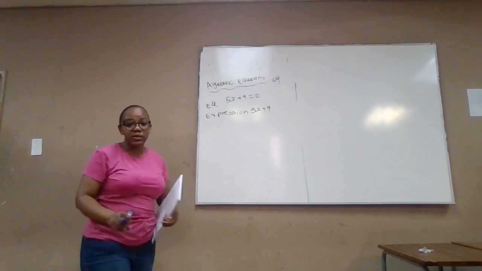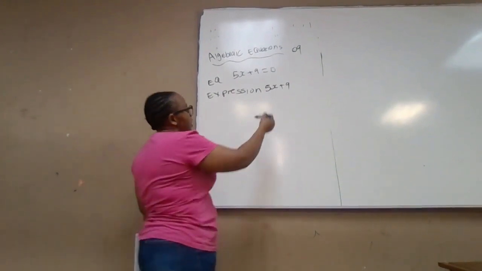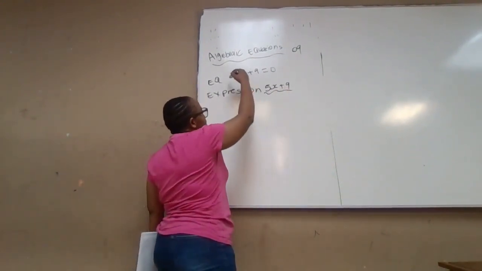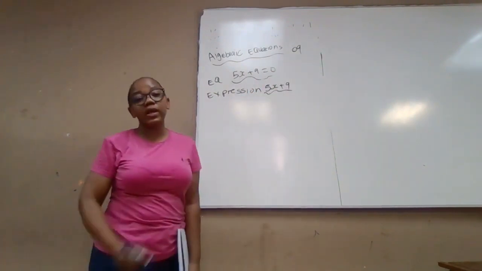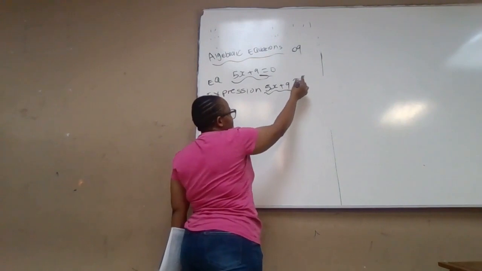So the difference between algebraic equations and algebraic expressions is that an expression you can only simplify. However, you can solve an equation. An equation consists of an equal sign. An expression does not have an equal sign.